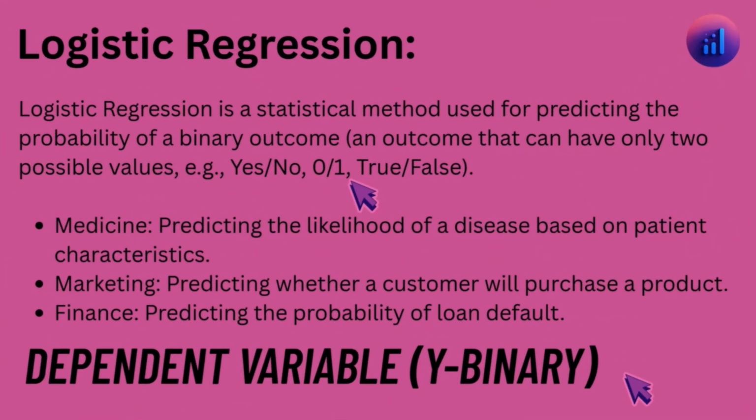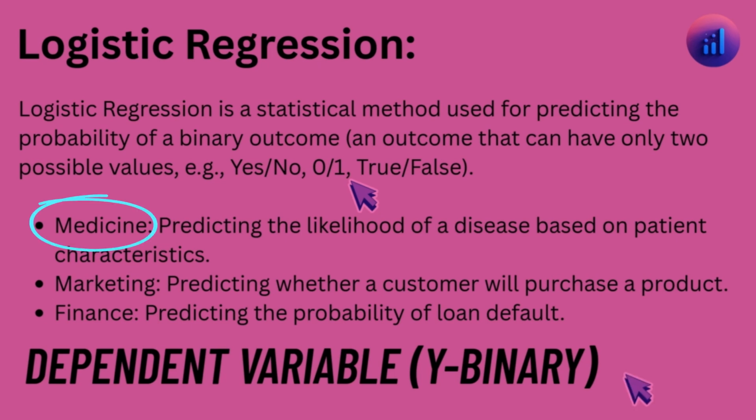DataStatPro. Logistic regression is a statistical method used for predicting the probability of a binary outcome. An outcome that can have only two possible values, like yes, no, diseased, not diseased, email as spam, not spam.